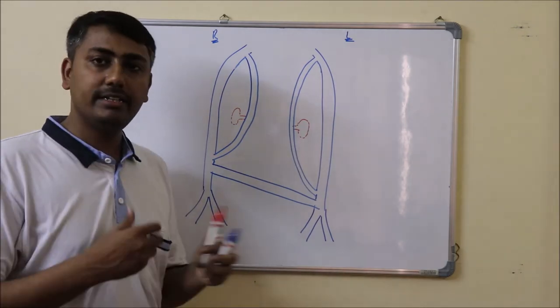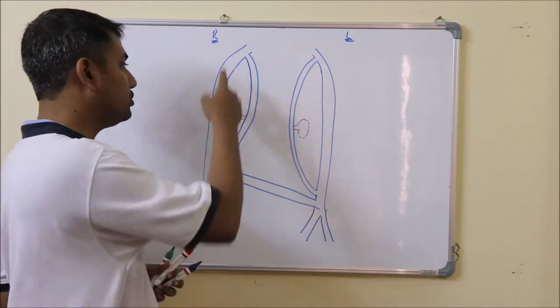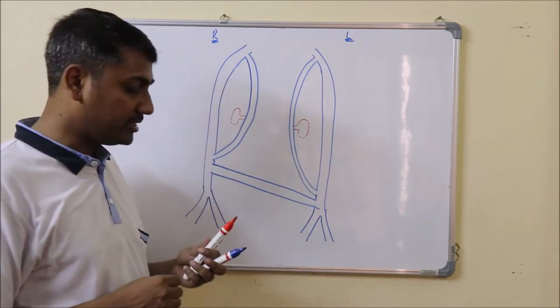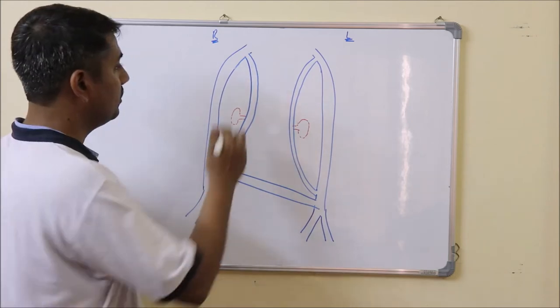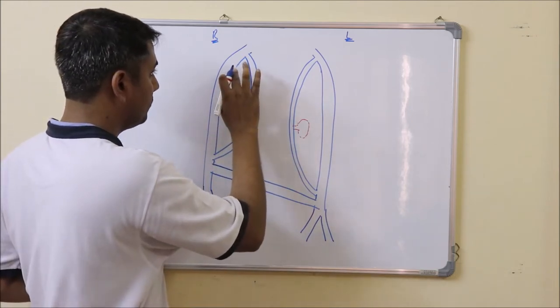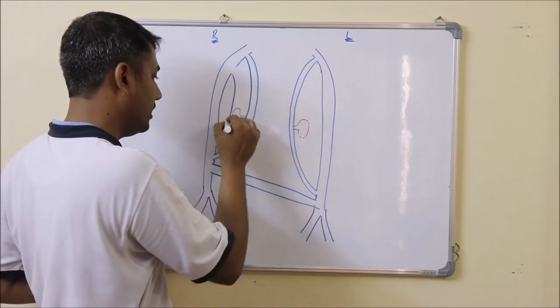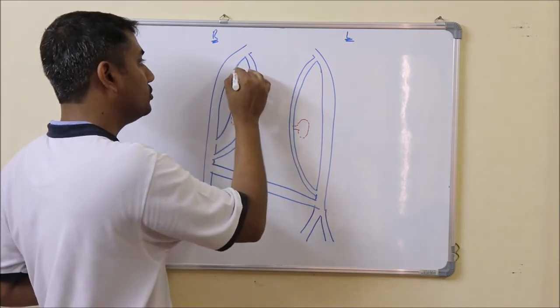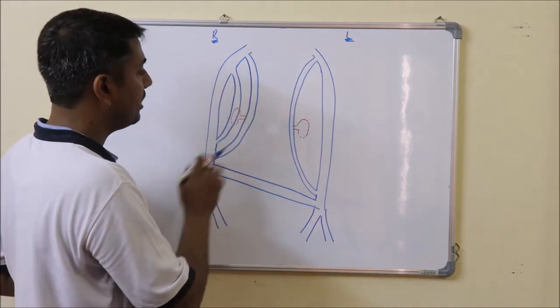Now, another set of longitudinal veins develops in relation to the posterior cardinal veins, which is known as the supracardinal veins or the thoracolumbar vein. So here will be the formation of supracardinal veins, and these supracardinal veins will also communicate cranially and caudally with the posterior cardinal veins.